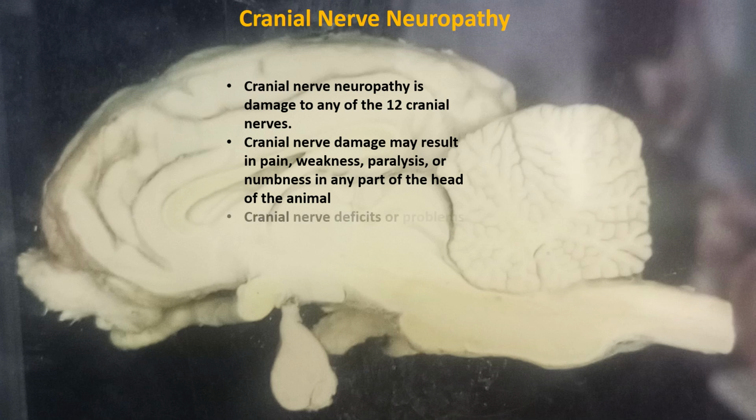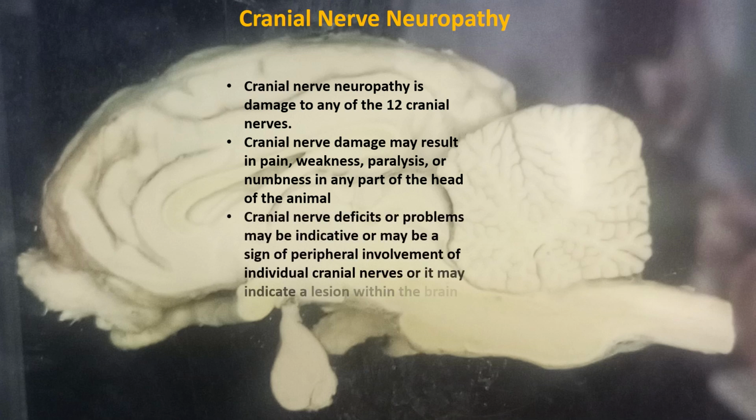And the cranial nerve deficits or problems may be a sign of peripheral involvement of individual cranial nerves, or indeed it may be indicative of a lesion within the brain. So it can either be due to damage to a specific cranial nerve, or it could be a problem coming from within the brain itself, thereby affecting a specific cranial nerve. So cranial nerve neuropathy is an important aspect of studying the cranial nerves.